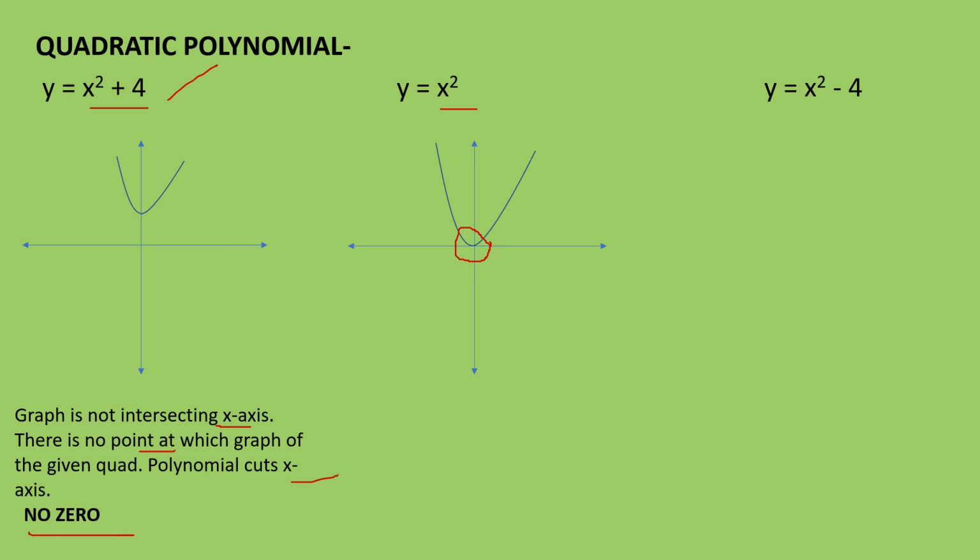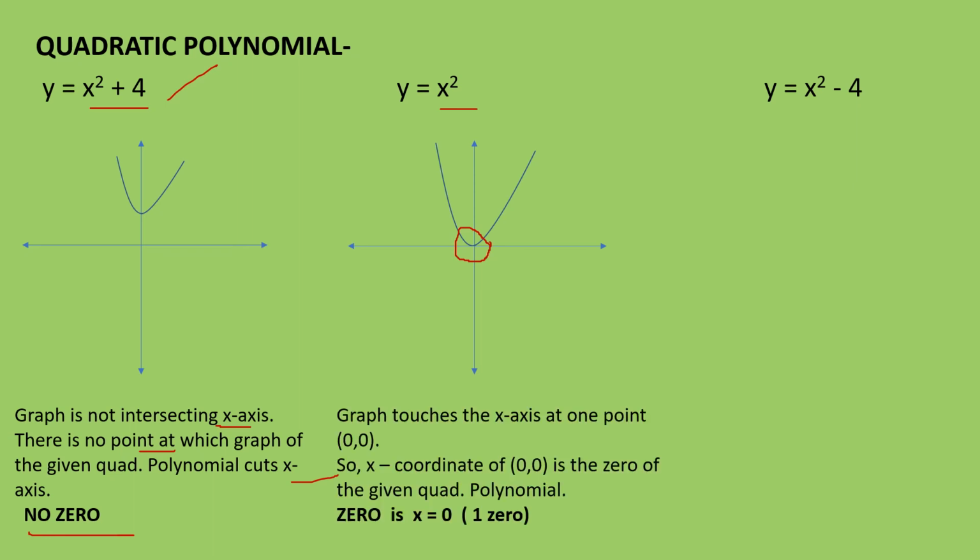How many zeros for this quadratic polynomial? One only, because it is touching the x-axis at only one point. So here the graph touches the x-axis at one point, and that point is the origin. What are the coordinates of the origin? 0 and 0. The zero is always the x coordinate. So the x coordinate of the origin is 0. So the given quadratic polynomial has only one zero, and that zero is x equals 0. This is the value of the x coordinate.